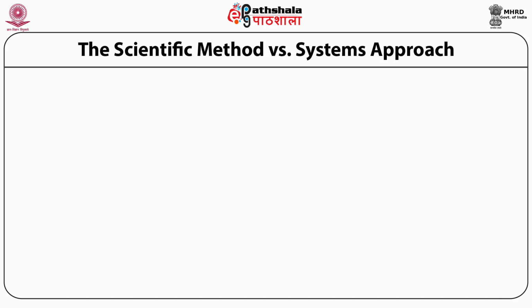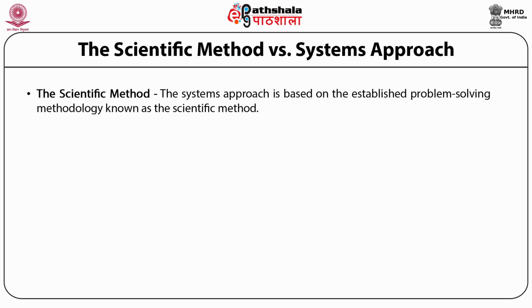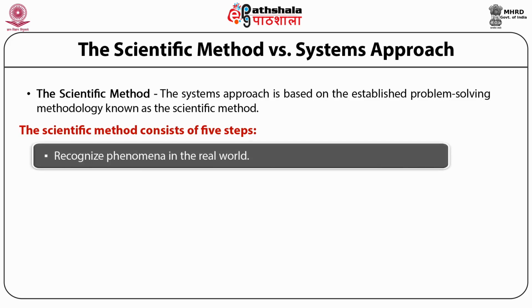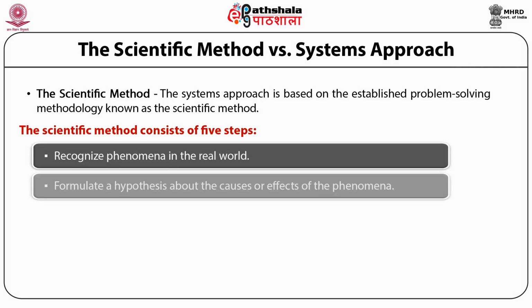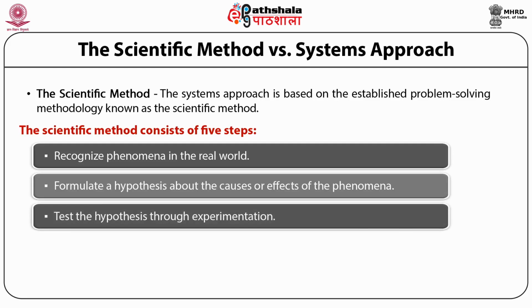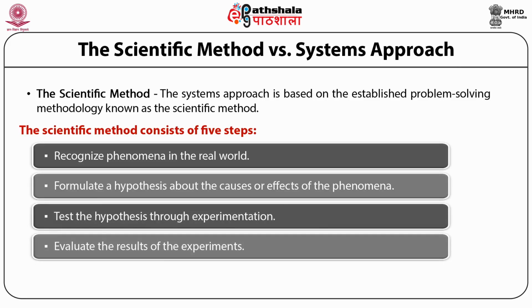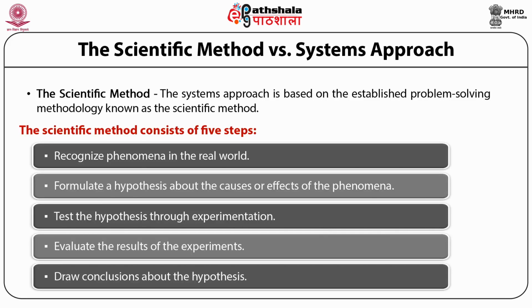Now let us define the system approach to problem solving. So we could have a scientific method approach and a system approach. Let us first try to understand the scientific method. The system approach is based on the established problem-solving methodology known as the scientific method. This scientific method consists of five steps: to recognize phenomena in the real world, formulate a hypothesis about the cause or effects of the phenomena, test the hypothesis through experimentation, evaluate the results of the experiments, and finally draw a conclusion about the hypothesis.